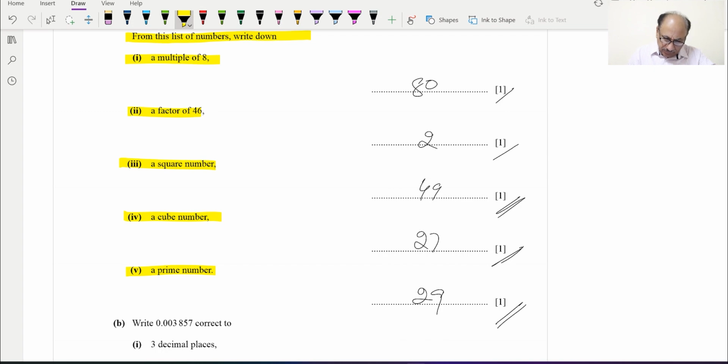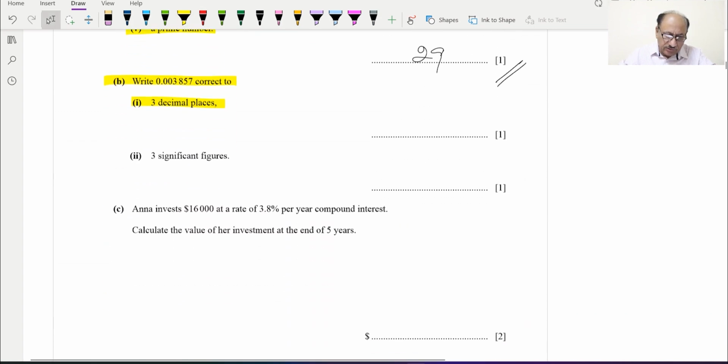Now the B part, write this correct to 3 decimal places. So 3 decimal places means we need to remove from here. 0.003, but 8 is more than 5, so we'll change this to 4. So our answer will be 0.004, and this is the answer for 1 mark.